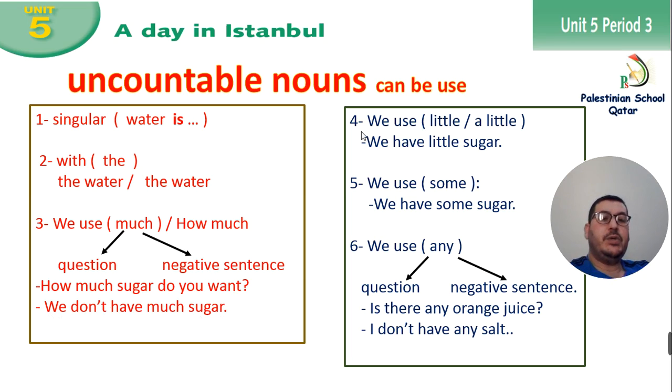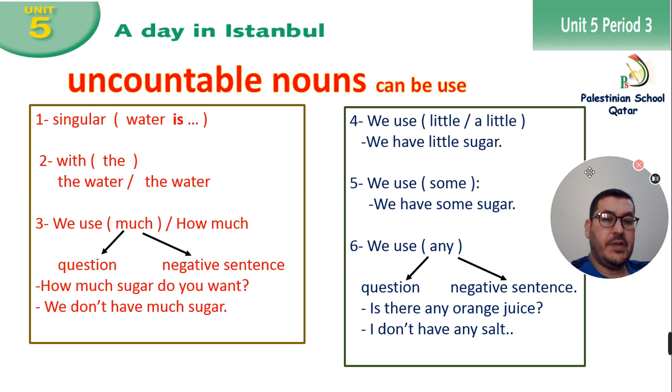Number 4, we use little, a little. We have a little, we have little sugar. Little means some amount of something. It's the same meaning as a few, but a few we use with countable nouns, while a little or little we use with uncountable nouns.